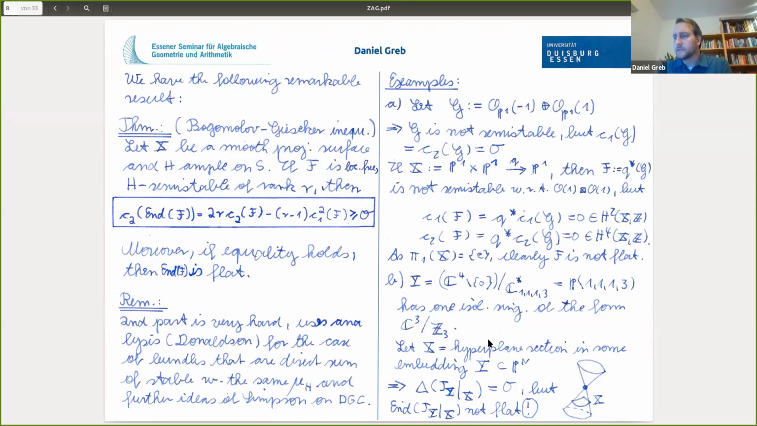And if you compute this delta, so delta is this combination of Chern classes mentioned in the Bogomolov-Gieseker inequality, so 2rc2 minus (r minus 1)c1 squared, this is called delta of the sheaf. This is 0, you compute that, but the endomorphism sheaf of this restricted sheaf is not flat. I'm not claiming that this is obvious to see. Rather, it follows from what I will tell you next. It follows from our geometric considerations in the Fano setup, which I will move to now.